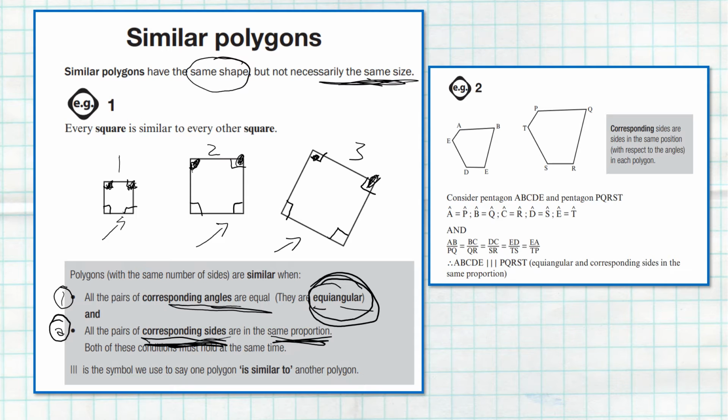So that is similarity. This is the symbol that is used for similarity. Maybe if I can highlight it here, it's just those three lines that are vertical like that. It's used to show similarity, and we say this polygon is similar to this polygon like that.